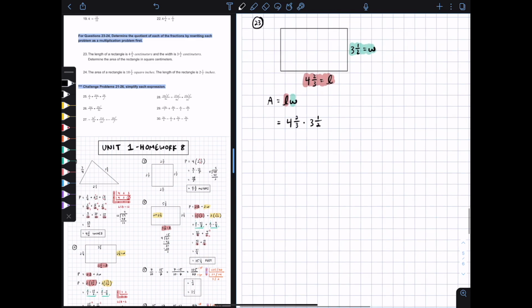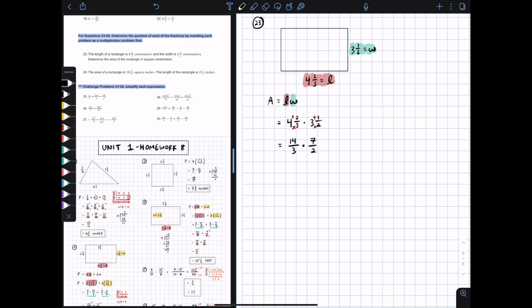Okay, that would get us the area. So good thing we know how to multiply fractions. But 4 times 3 is 12, plus 2 is going to be 14. So this is going to be 14 over 3. And then if we take a look at 3 1/2, 3 times 2 is 6, plus 1 is 7. So just keep in mind we're changing things to improper fractions.